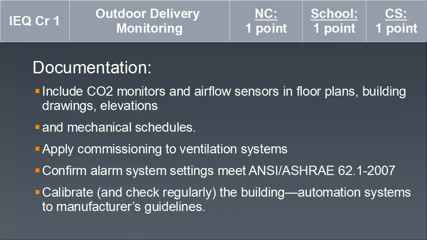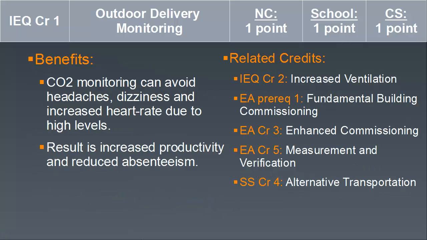Building automation systems, smart buildings, can really help with performance and also meeting these indoor air quality requirements in multiple credit categories. Benefits include avoiding headaches, dizziness, and increased heart rate due to high levels of CO2. That's why performance goes up.